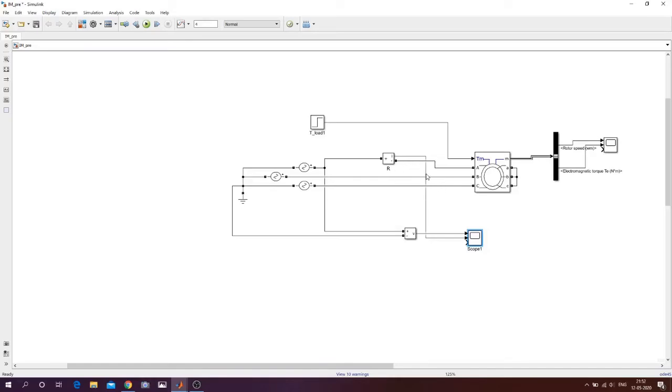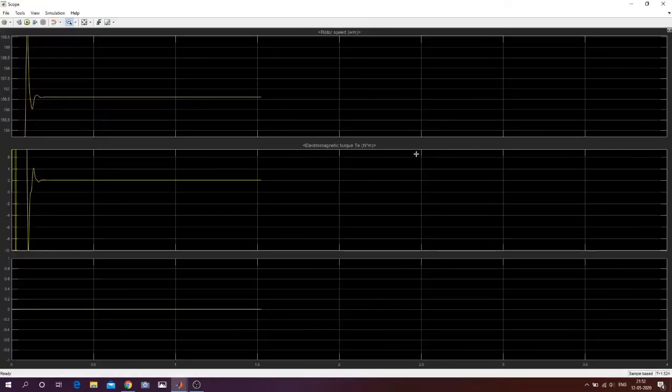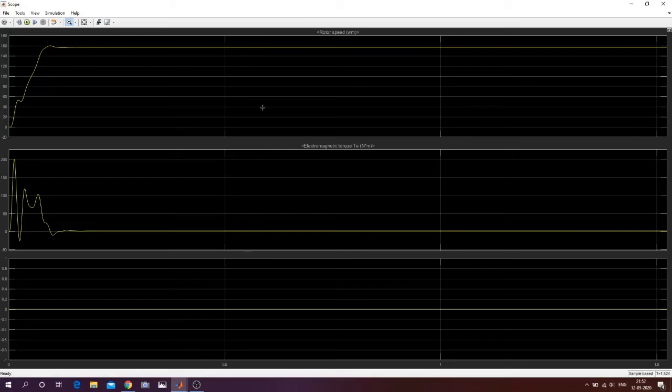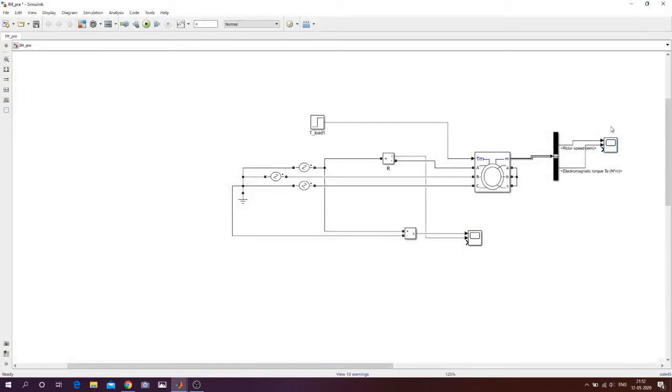Now if you want to calculate the output power, that you can also do, because output power is equal to torque into speed. Here you are getting torque and speed both, so you can easily calculate the output power. So all these are regarding the machine.